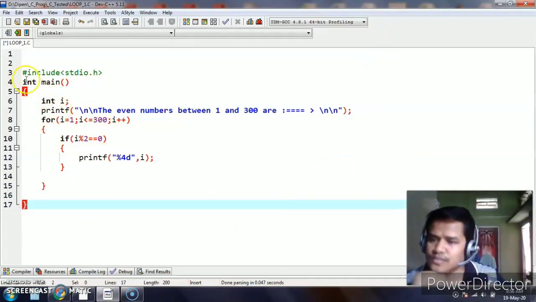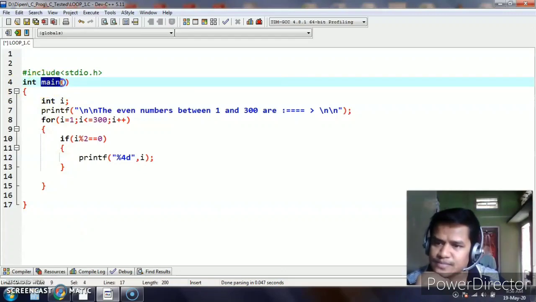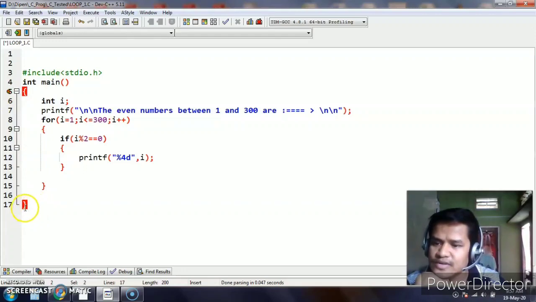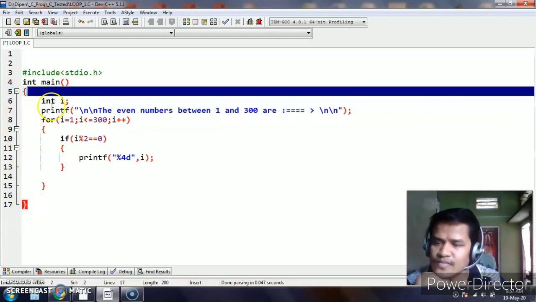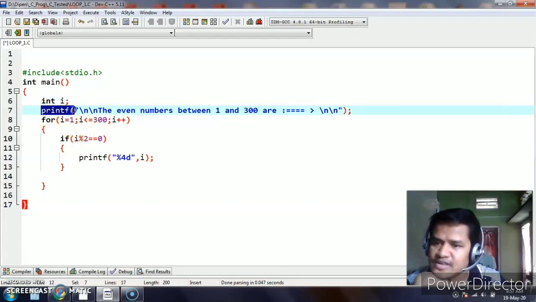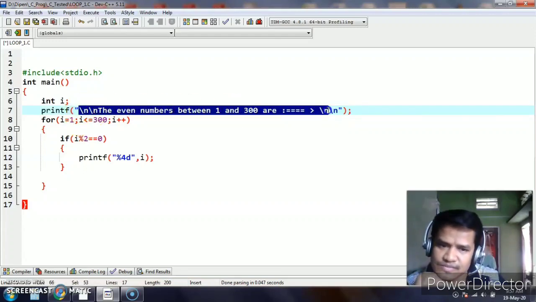So as we know, there is a main function in a C program like this. The return type of the main function is int. The main function starts with this curly bracket and ends with this curly bracket. We have the necessity of one integer. The name of the integer is i in this program. printf is a function that can display a string, this string, which we can print on an output window.